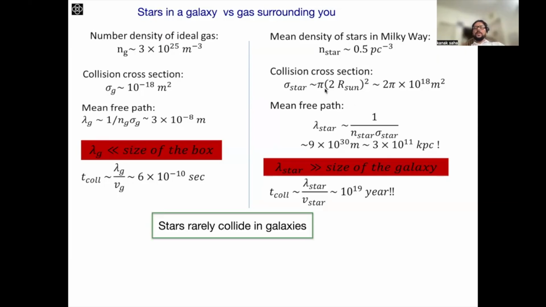And the collision cross sections one can actually determine, and then with simple high school physics one can find the mean free path of a star, and it comes out extremely large. So the mean free path in a galaxy is so large compared to the size of the galaxy that stars rarely collide, compared to what we know of the gas in our room, where the mean free path is extremely small, so that a gas molecule would collide immediately as it starts its journey.